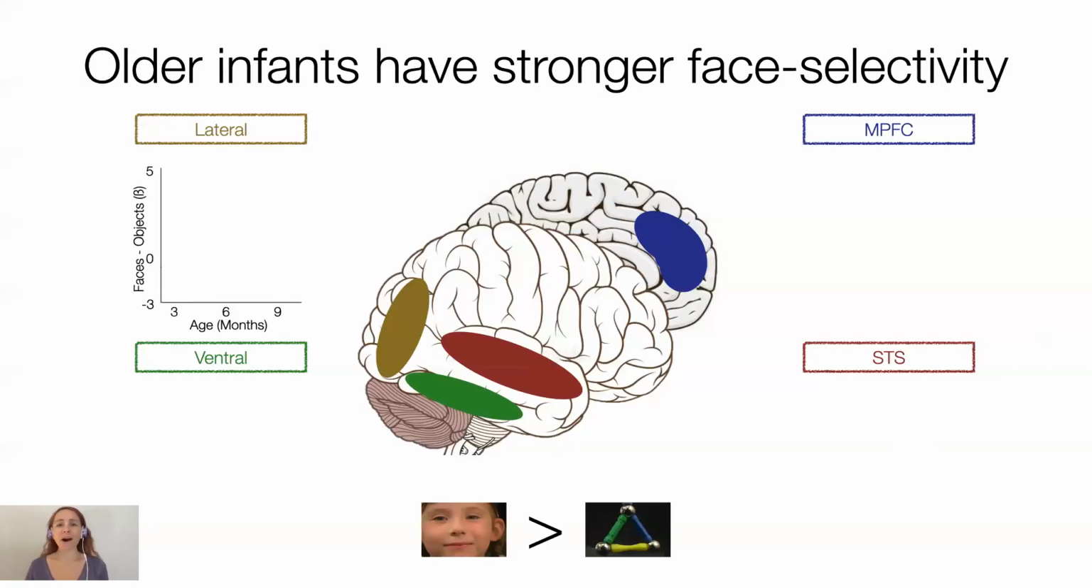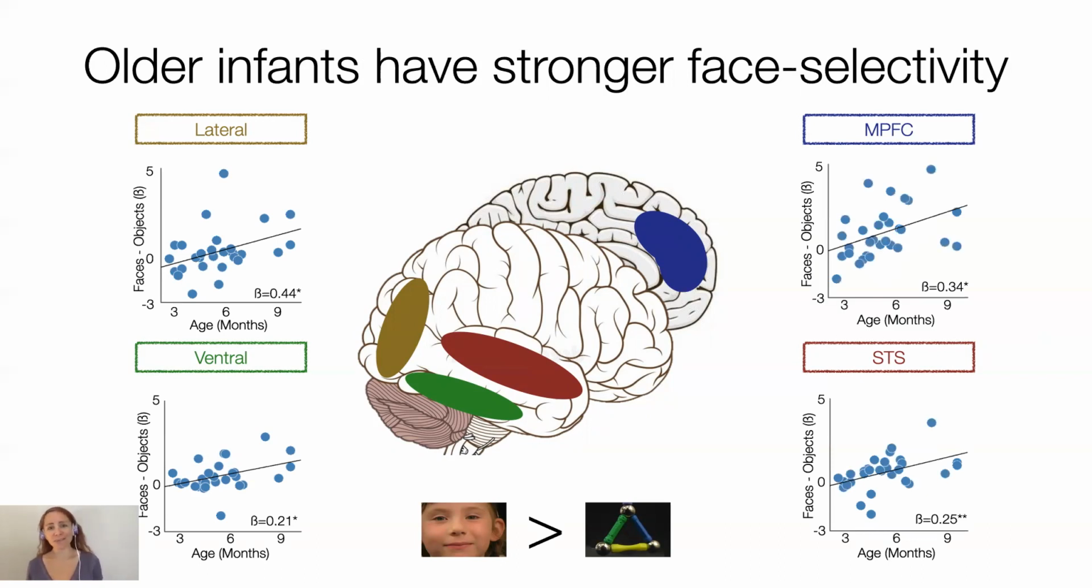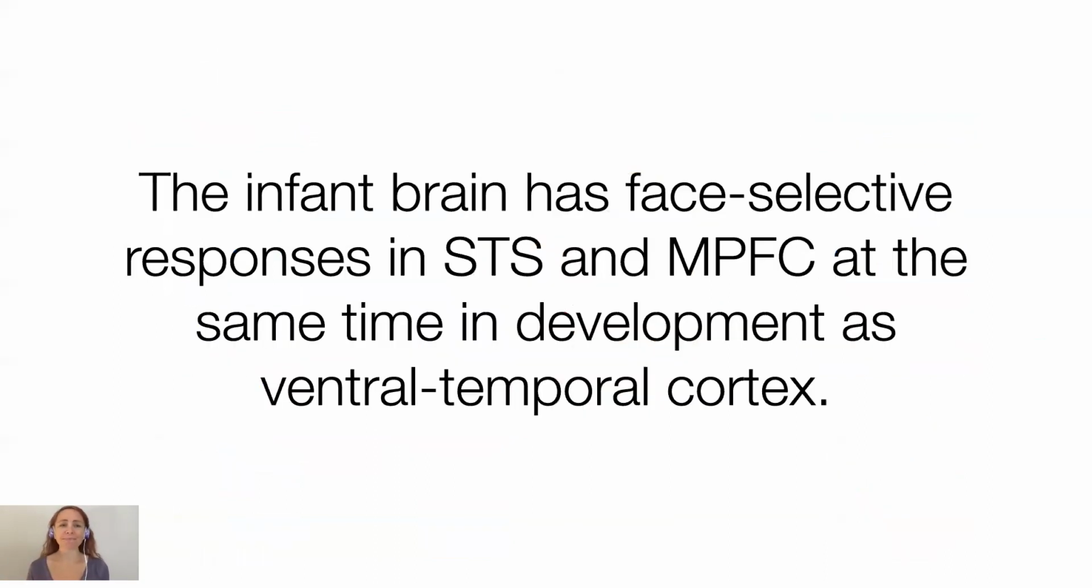On this plot, I'll show you the age on the x-axis and the face minus object response on the y-axis. In lateral occipital cortex, we found that the magnitude response difference between faces and objects was bigger in older infants than in younger infants. The same is true in ventral temporal cortex, STS, and MPFC. So, in this group of infants, we found no evidence that posterior regions develop selective responses prior to anterior regions. In fact, we observed face selective responses in ventral temporal cortex, STS, and MPFC at the same point in development.